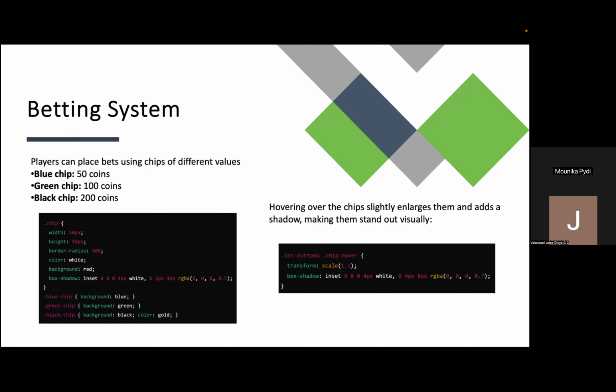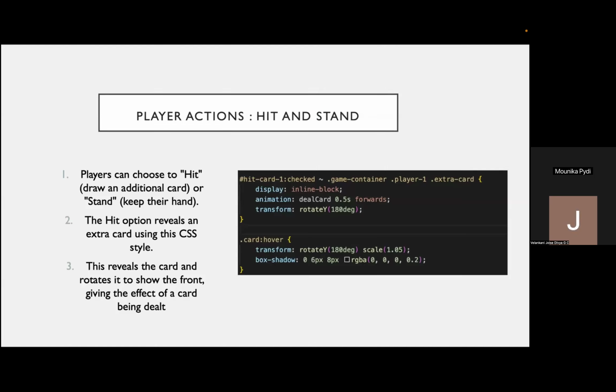In this CSS, we can see from the code snippet that on hover of the chip we use the transform property with 1.1 scale, and we have used a box shadow. Next one is player action buttons. In this game, we have a total of two action buttons. Those are hit and stand. Once the player places their bet, they can choose to either hit or stand.